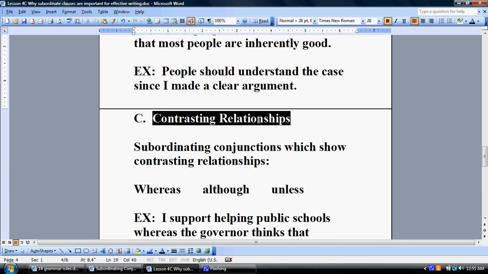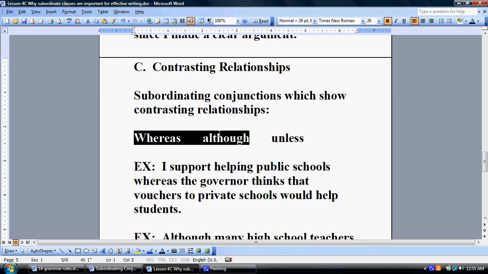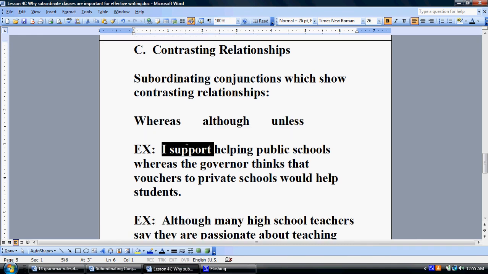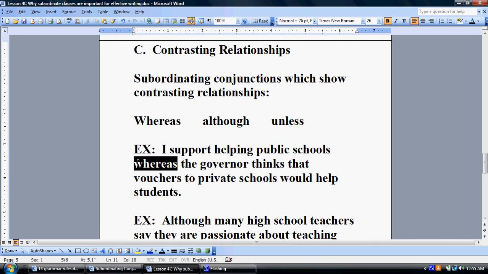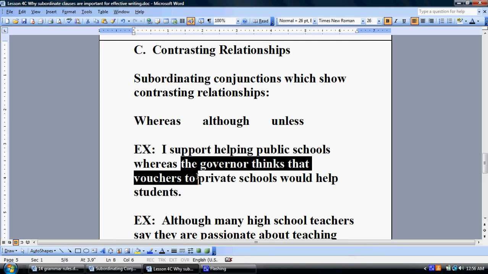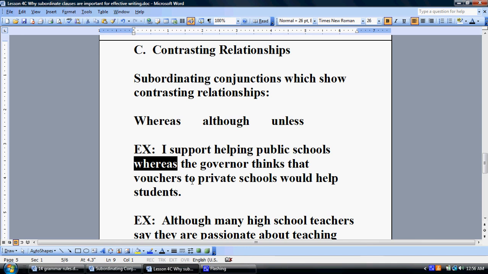Another key relationship is contrasting relationships that subordinating conjunctions do. The biggest ones that are used on a common basis are whereas, although, and unless. Here's an example. I support helping public schools, whereas the governor thinks that vouchers to private schools would help students. Notice the subordinating conjunction here. That whereas, it's a contrasting idea from this one, which is mine, versus the idea of the governor. That whereas is a subordinating conjunction.